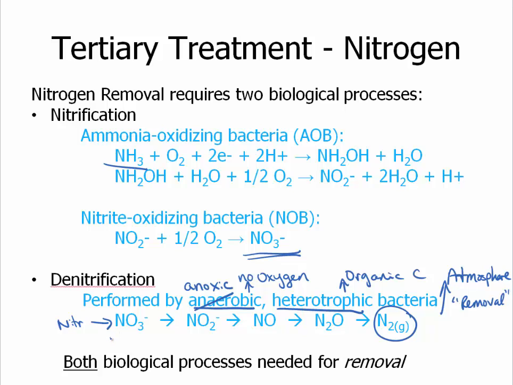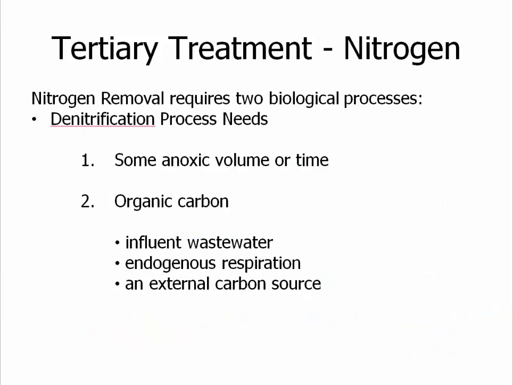So look here, you start with 1 mole of nitrogen and you lose 2 moles of nitrogen in denitrification. So if you're able to perform nitrification and denitrification, you get nitrogen removal. The process of denitrification does have needs. First, there needs to be an anoxic volume or time. That means that there needs to be nitrate, but no oxygen present. It also needs organic carbon because the organisms are heterotrophic bacteria.